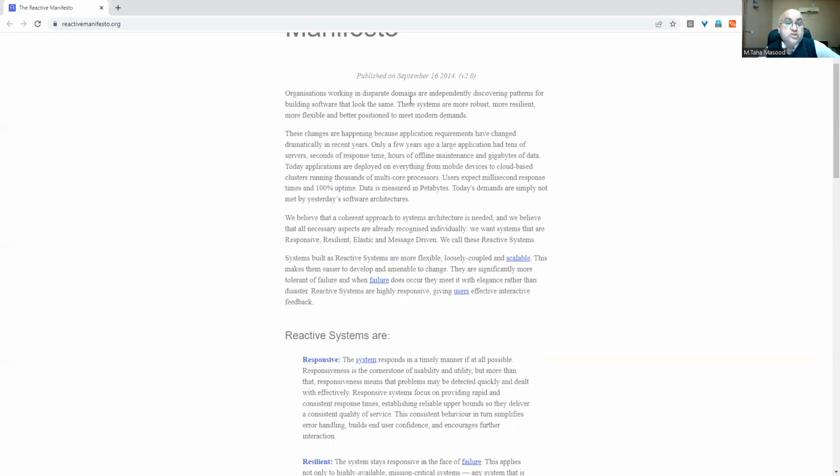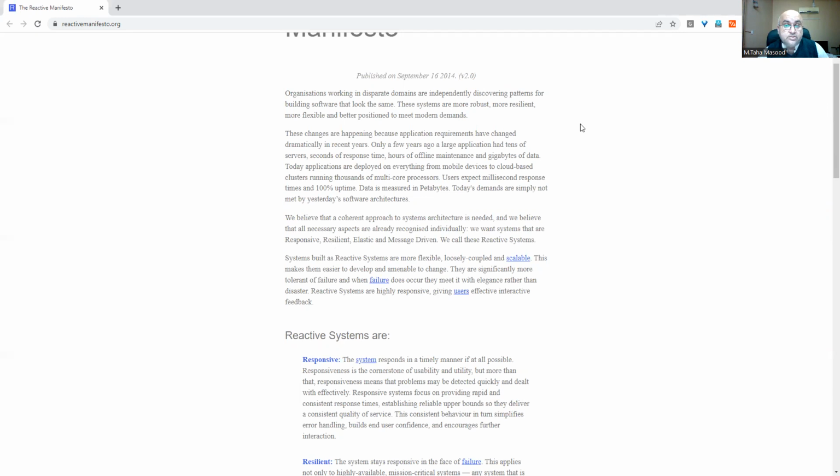Organizations working in disparate domains are independently discovering patterns for building software that look the same, right? Okay, so independently discovering means that they are reinventing the wheel. There's a hint that they're finding the best practice independent of each other, whereas good practices, good patterns could be factored out and disseminated across the industry to be followed, right? There's a hint in that. And I believe the publishing of this Reactive Manifesto is a step in that direction by the people that wrote it. Okay. So what does it say?